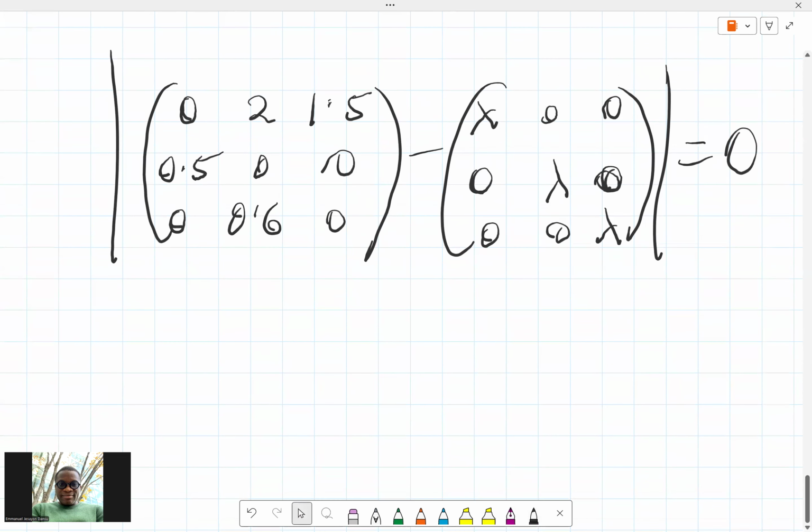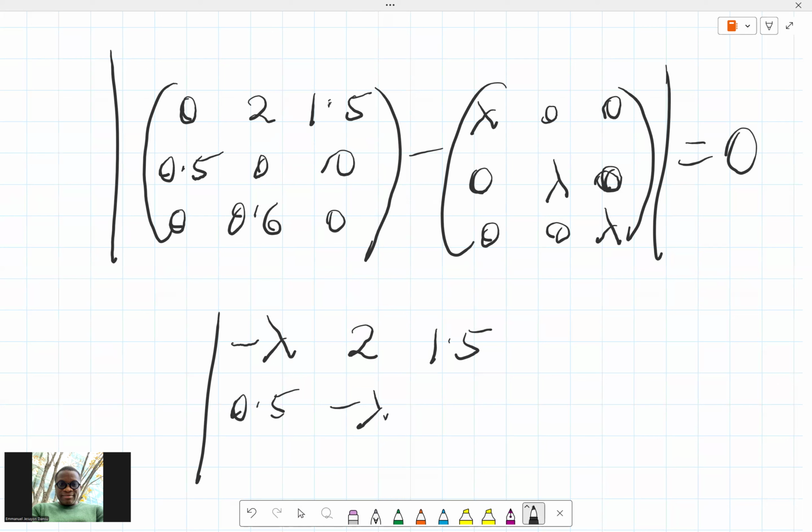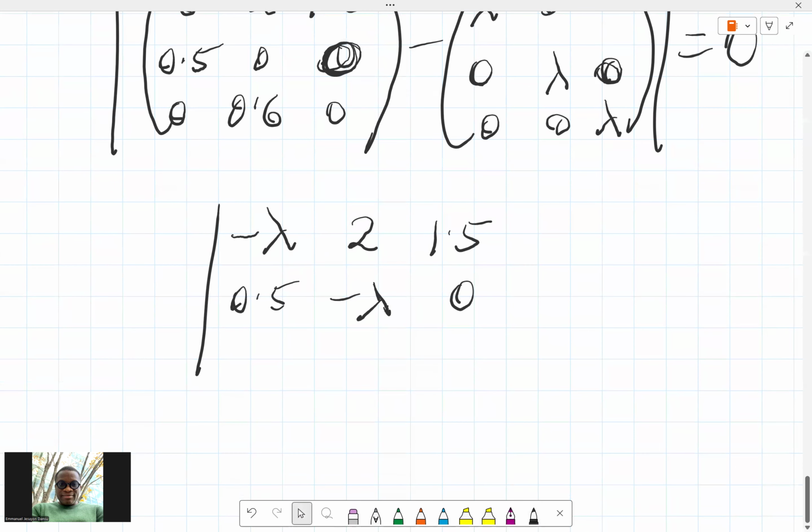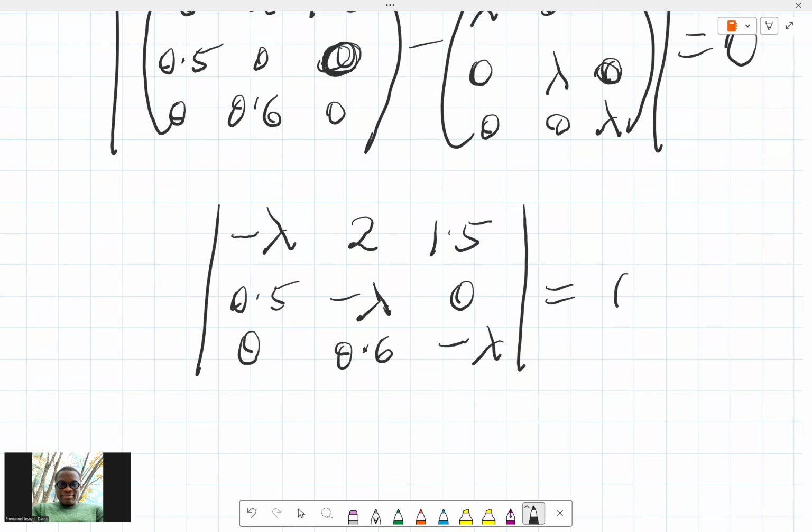So from here, we're going to get the characteristic equation. So next we have 0 minus lambda, so we have minus lambda. 2 minus 0 is 2. 1.5 minus 0 is 1.5. So we have 0.5 minus 0, that's 0.5. 0 minus lambda, that's minus lambda. Then we have 0 minus 0, another 0. So we have 0 minus 0 again, 0. 0.6 minus 0, that is 0.6. And then we have 0 minus lambda, another minus lambda. And all of this is simply equal to 0.